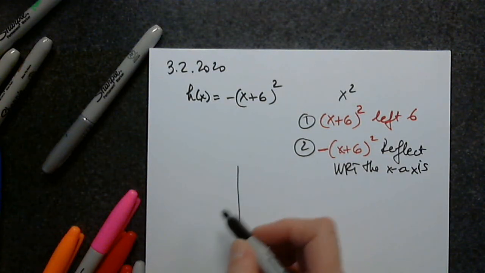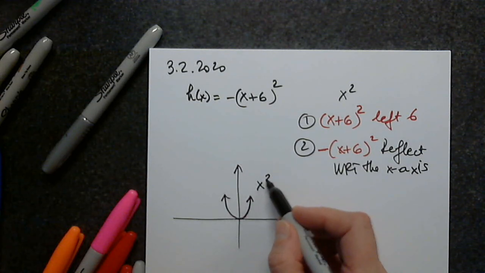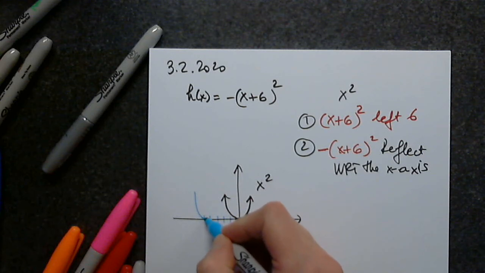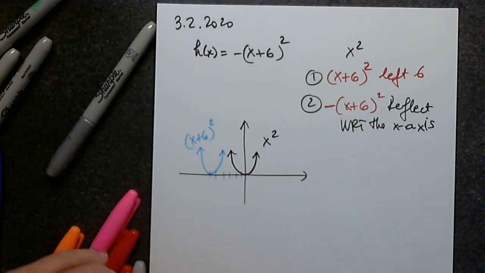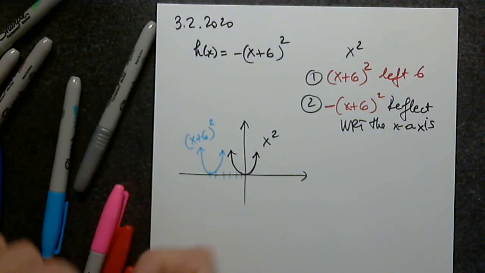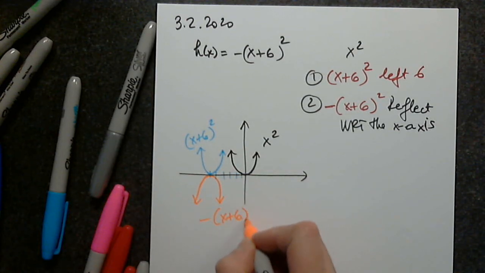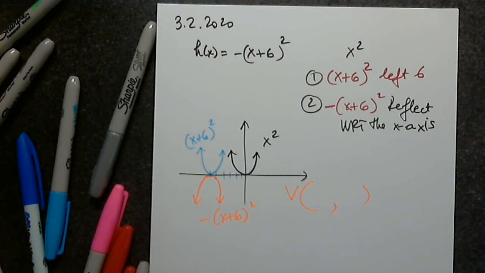When we graph them, you start with the graph of the base function, which is this. It's not perfect, it's a rough estimate, of course. Then you shift it 6 to the left, and you get this. Then you reflect it with respect to the x-axis, which is this. And if I ask you to find the vertex of this parabola, very good, indeed.